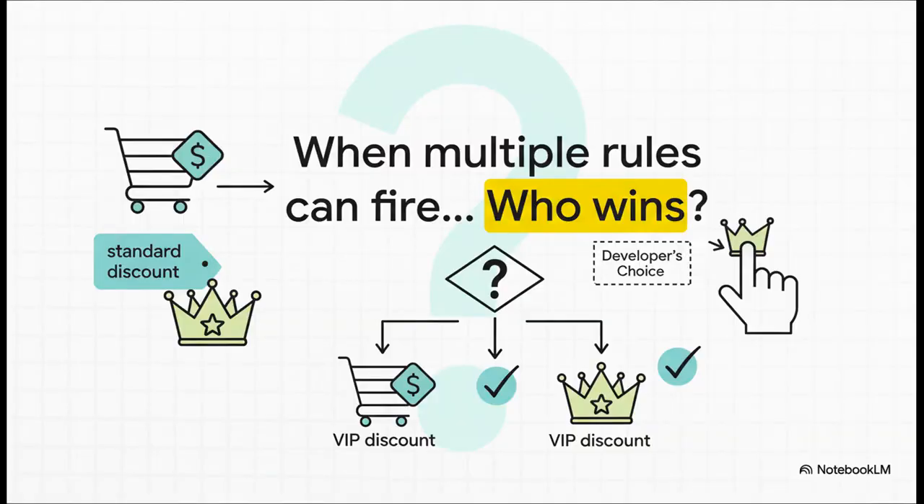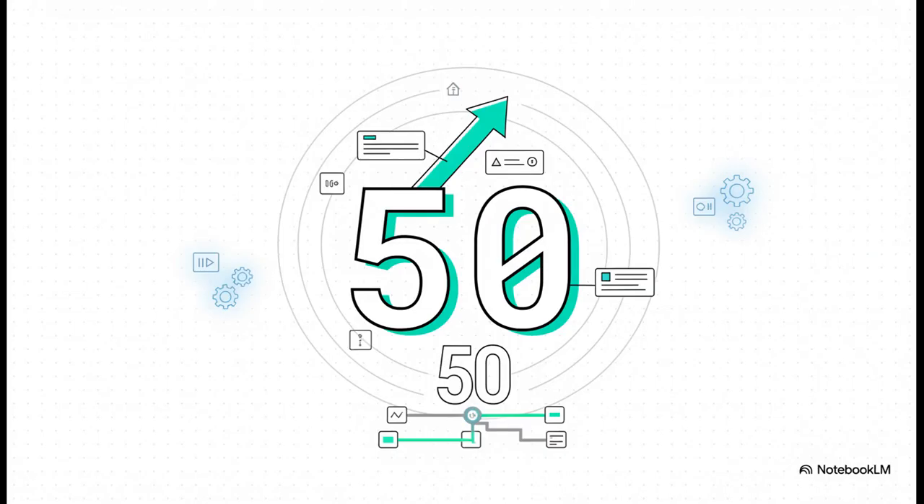Yeah, this is the big question, right? When a bunch of rules are all screaming, pick me, who actually wins? If a customer qualifies for both a standard discount and a special VIP discount, which one should they get? You can't just leave that up to chance. And honestly, the simplest way to solve this is with just a number. A plain old number. You use it to tell the engine, hey, see this rule? It's more important than that other one.